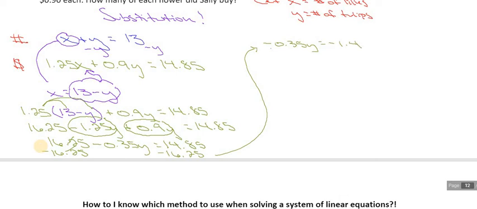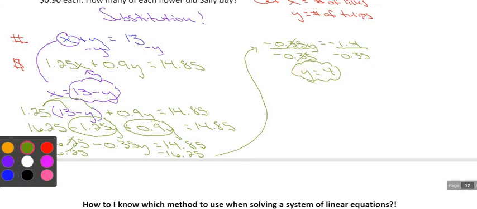And continue our solving process. We're going to divide both sides by negative 0.35. And that's going to give us a y value of 4. Okay, so don't panic if you end up with some negatives, because as long as we have a negative on both sides, negative divided by negative will give us a positive through our solving process.